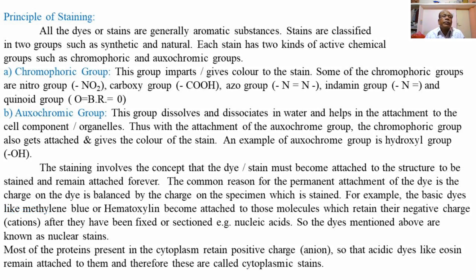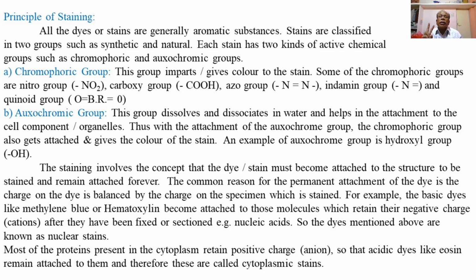Principle of staining: all the dyes or the stains are generally aromatic substances, meaning having a ring structure. Stains are classified into two groups: synthetic or natural. Each stain has two kinds of active chemical groups, the chromophoric group and the oxochromic group.